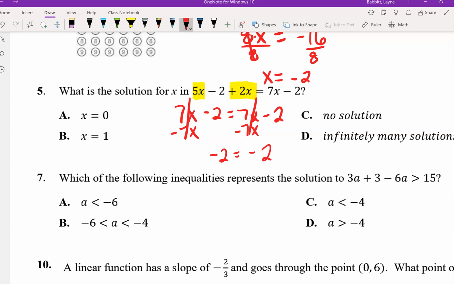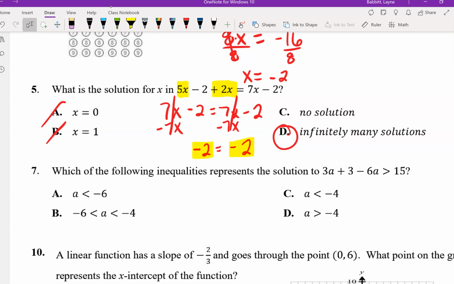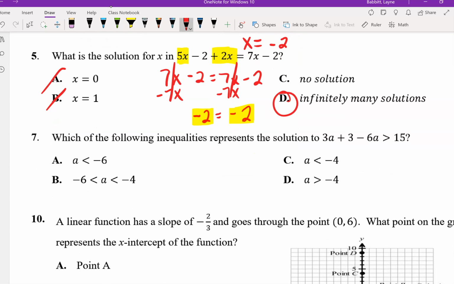Whenever the x's cancel, you're either going to have no solution or infinitely many solutions. Actually, we would normally call this all real numbers, but that's okay. If you have a true statement, like negative 2 equals negative 2, that's true. Those are equal. Then our answer isn't no solution. We're going to call that infinitely many solutions. Really, we'd call it all real numbers, but that's okay. If this was a false statement, like if we had negative 2 equals 12, then the answer would be no solution.